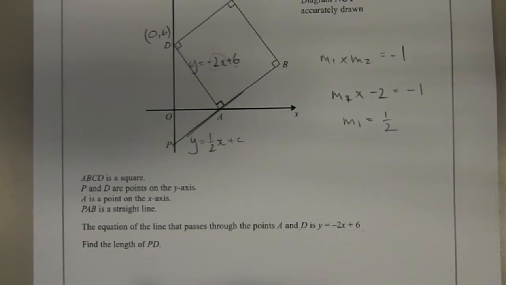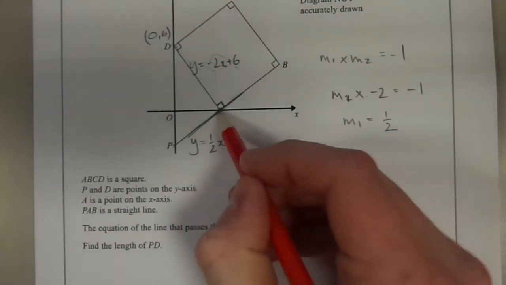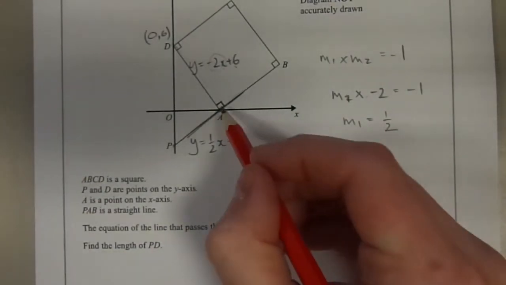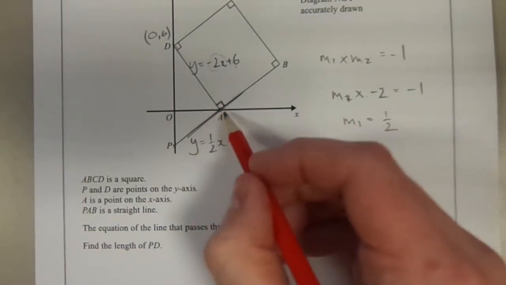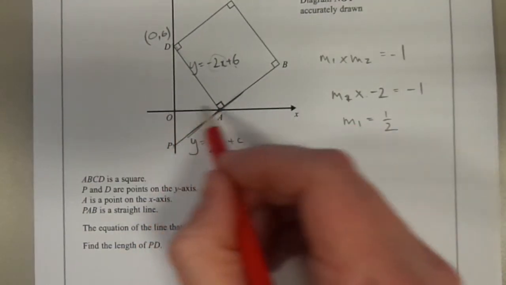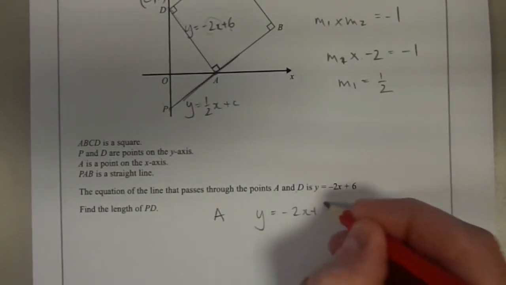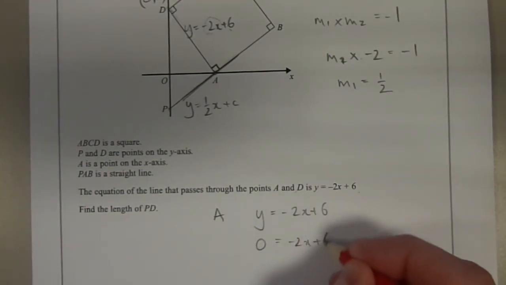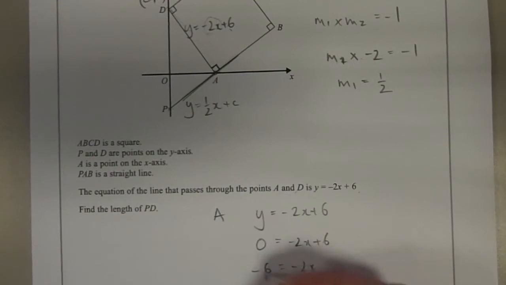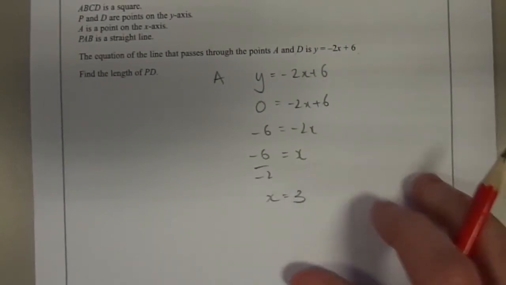In order to find that out, we need to know one point which is on the line, and we can do that by working out the coordinates of point A. Now point A is also on the line y equals minus 2x plus 6, and it is at the point where y is equal to 0. So if we take this line y equals minus 2x plus 6 and we substitute in the value y equals 0, we get an equation in x which we can solve to work out that x is equal to 3.